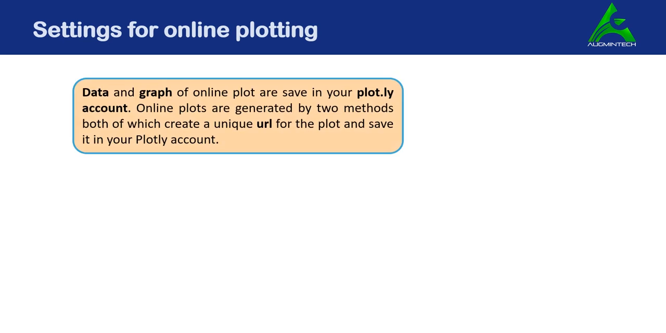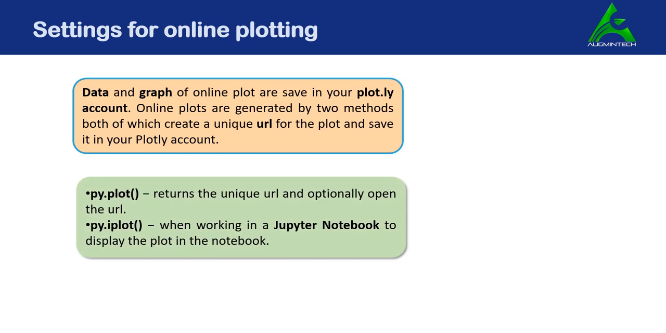So let's have a look at the settings for online plotting. The data and graph of an online plot are saved in your plot.ly account. So we just need to go to this plot.ly and sign up there in order to create the account. Online plots are generated by two methods, both of which will create a unique URL for the plot and then save it in your Plotly account. The py.plot method returns the unique URL and optionally opens the URL, and py.iplot is used when working in a Jupyter notebook to display the plot in the notebook.